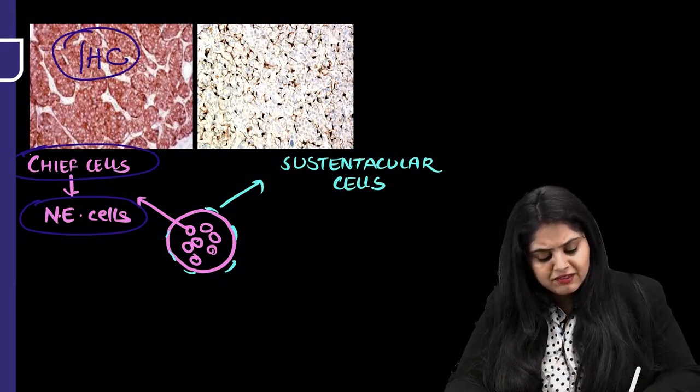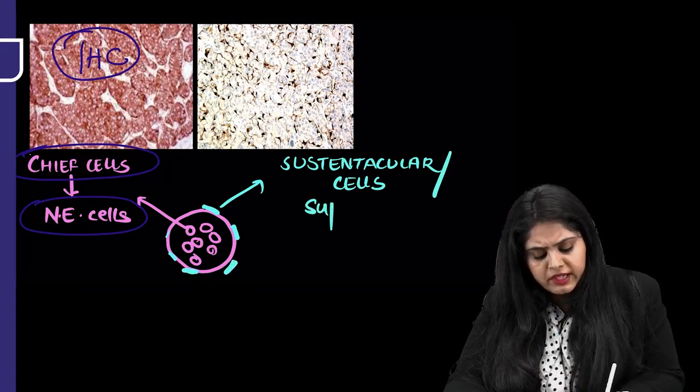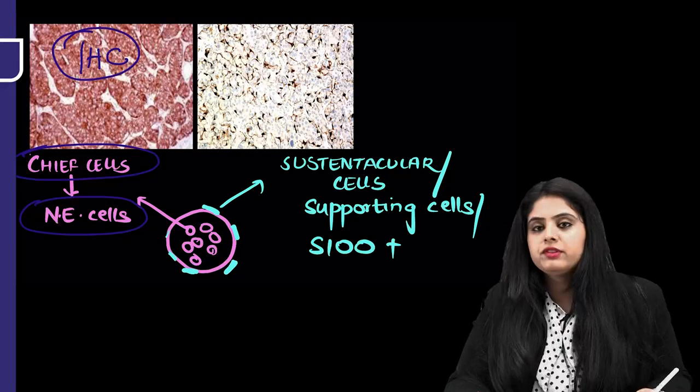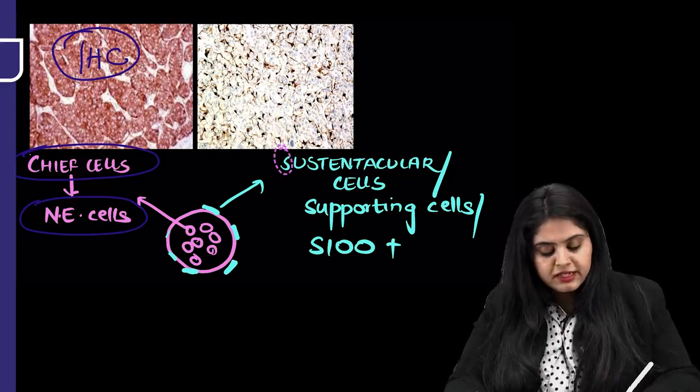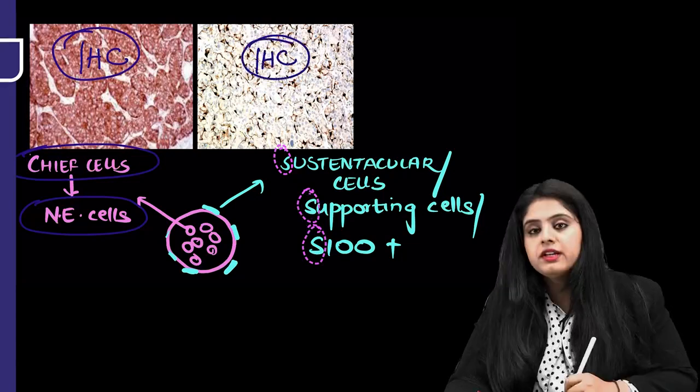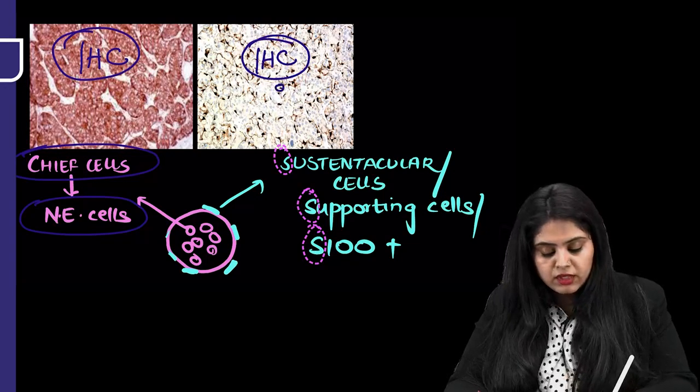Whereas I have some cells which are on the side. These are, I can call them, supporting cells. These are known as supporting cells. Supporting cells are known as sustentacular cells and they are S100 positive. So SSS, done. Sustentacular cells are supporting cells, and which immunohistochemistry am I seeing over here? What is this brown color that is coming?